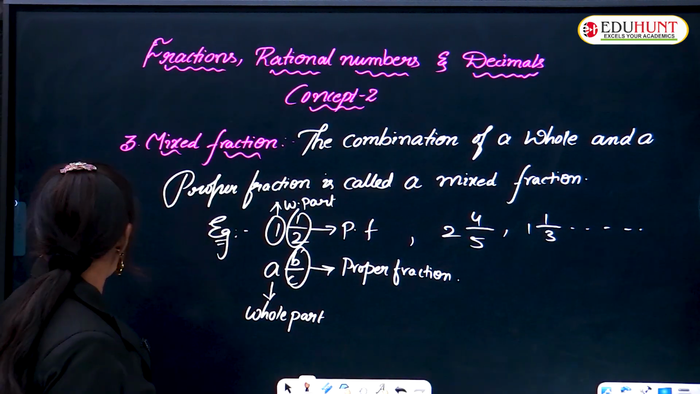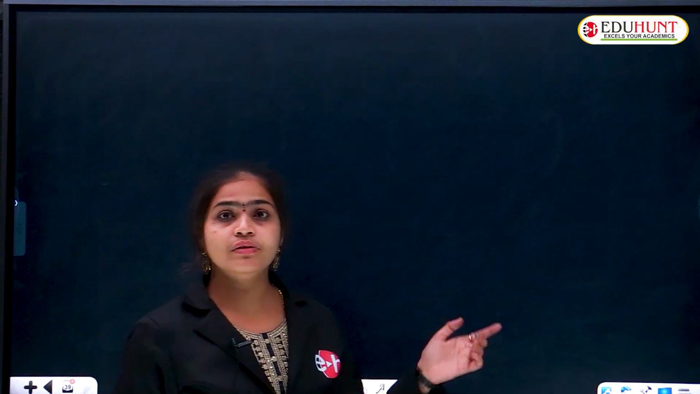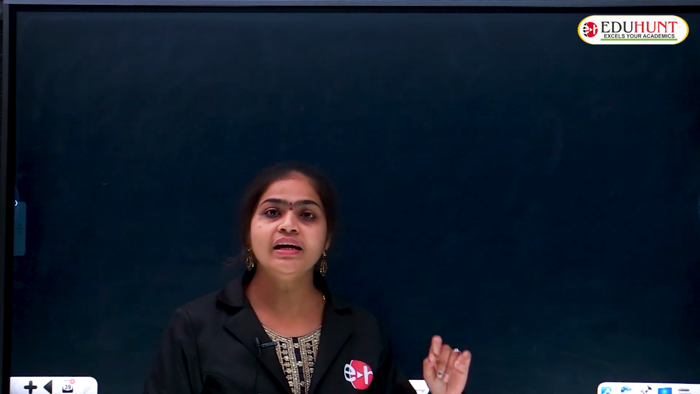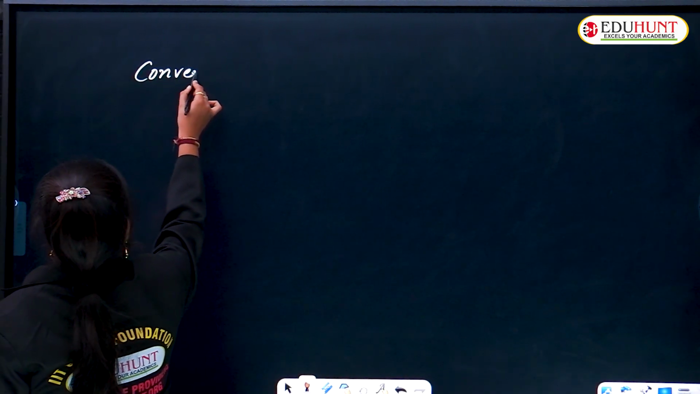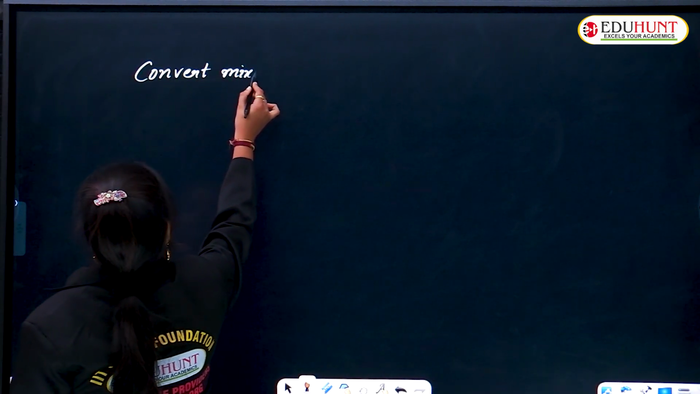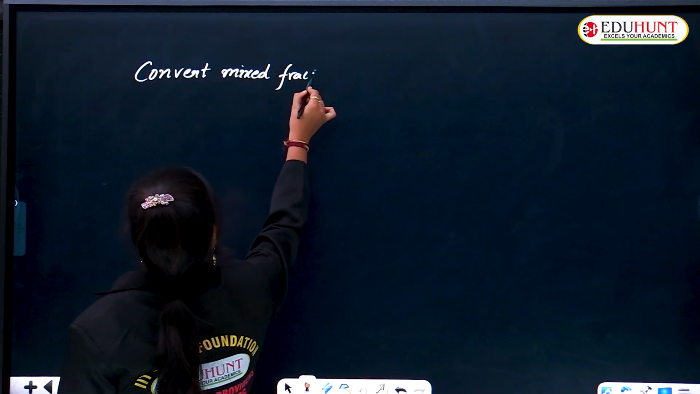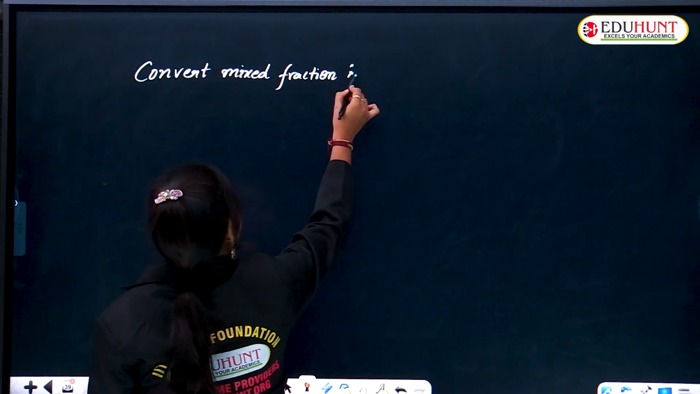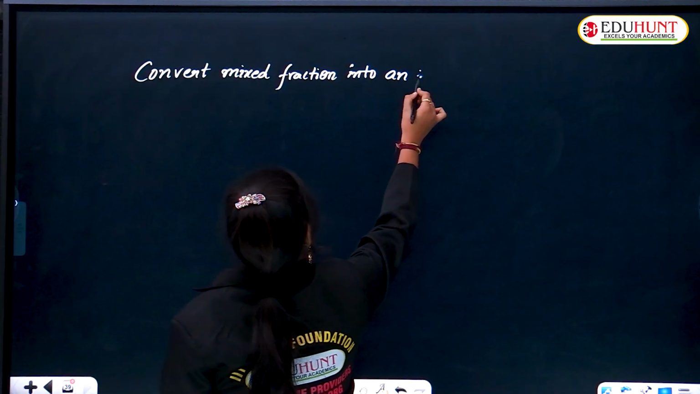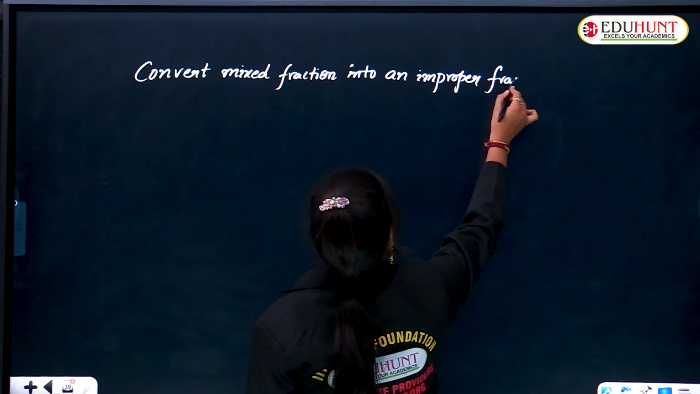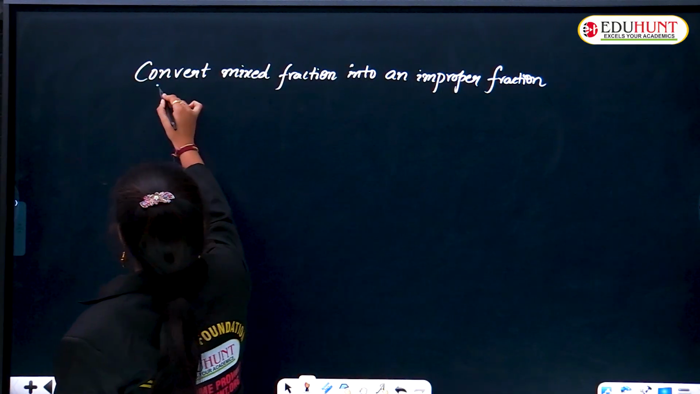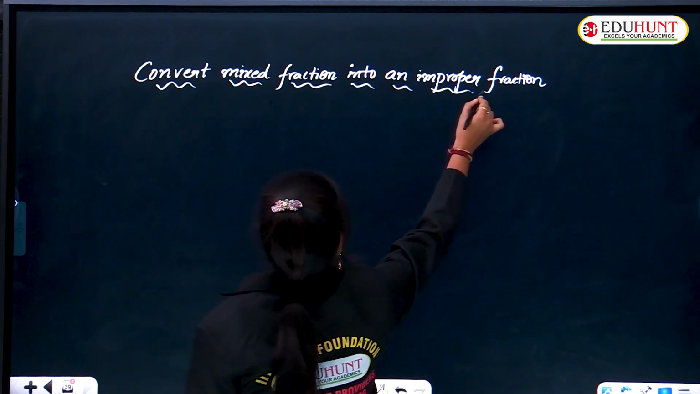Understood? Now see how to convert mixed fractions into improper fractions. Every mixed fraction we can convert into an improper fraction, and every improper fraction we can convert into a mixed fraction. Now, convert a mixed fraction into an improper fraction.